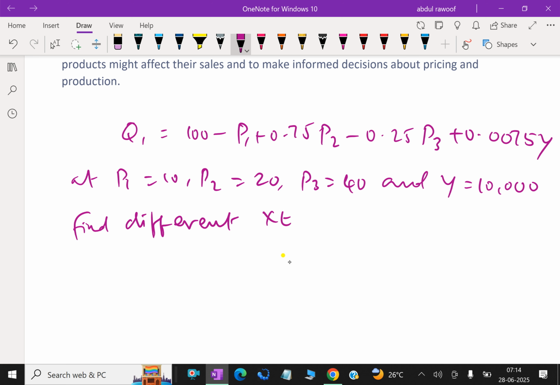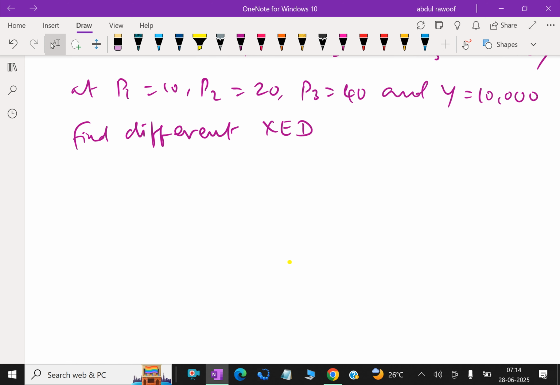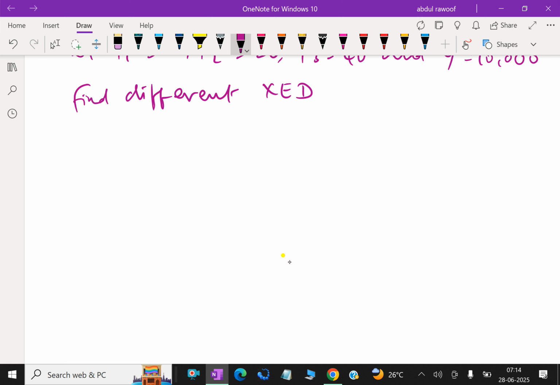We have to find the different cross elasticities of demand. Here the function relates the demand for a good, Q1, and the prices of other goods, two related goods P2 and P3. Now XED is equal to dou Q1 by dou P2 into P2 by Q1.